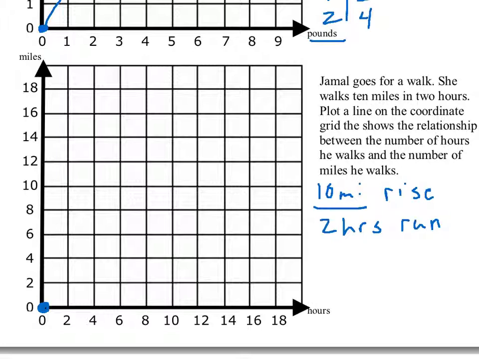Now looking very, very carefully at the axes, what's a little bit different about the axes? Desiree? They both count by 2. So if I need to rise 10 miles, how many boxes do I need to rise? That's only 5 boxes because it's 2, 4, 6, 8, 10. And if I need to run 2 miles, as our rate suggests, how many boxes do I need to run?